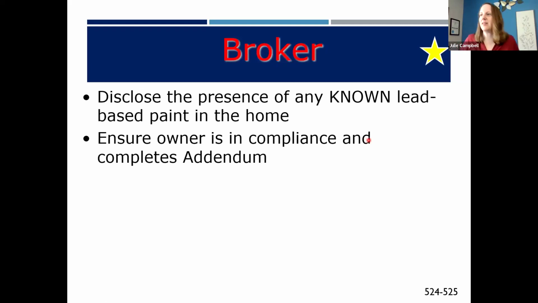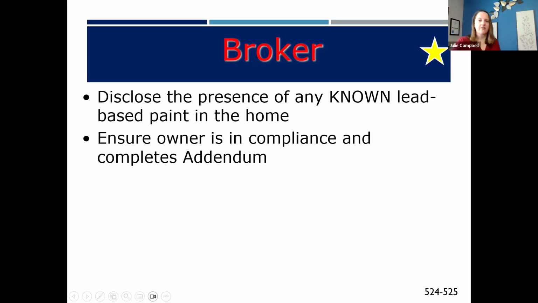Okay, so lead-based paint, 1978, anything built prior to 1978, make sure you have that. Seller has to disclose what they know. We have to disclose anything we know. And all I can do is make sure that the owner's in compliance with the act and completes the addendum.